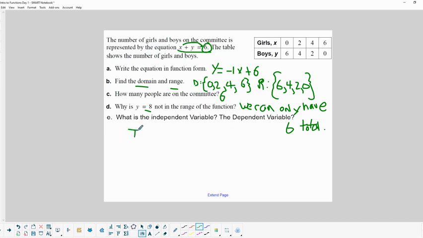What is the independent variable? So the independent variable in our situation here is x. And the dependent variable is y. So independent means we could have anywhere from 0 to 4 or 6 girls, and then the dependent variable would represent, we could have 6, 4, 2, or 0 boys, depending on how many girls that we started with. So that's how that works.